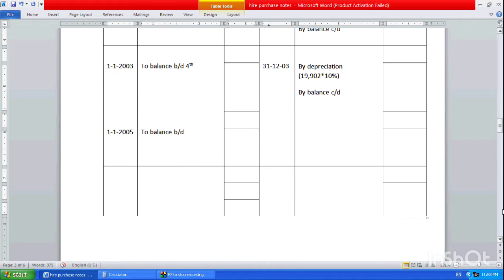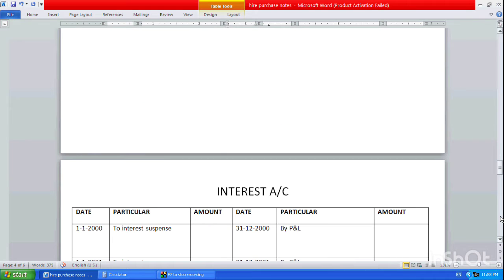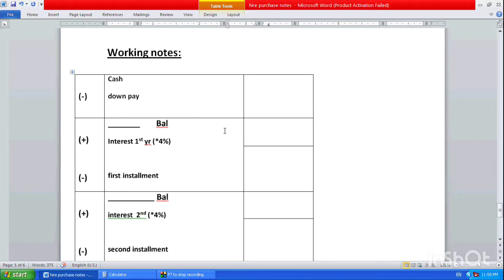Okay, let's do one thing first. Let's do the complete working note, then after that it is easy to prepare. Cash price 25,000 minus down payment 5,000, so the balance is 5,000. Sorry, I have written 4 by mistake. Wait, I'm correcting it. The down payment is 5,000 and the installment is 4,000.